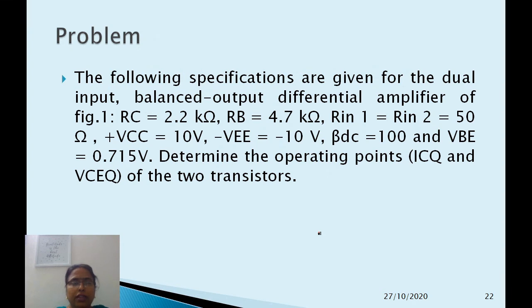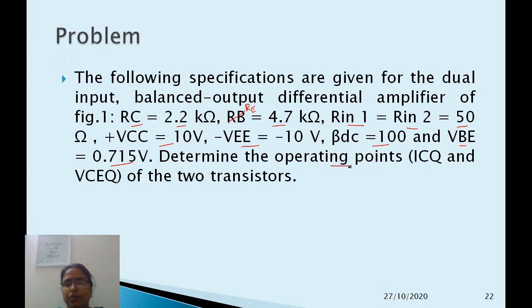So let us take one problem. The specifications are given for the dual input balanced output differential amplifier. RC is given as 2.2 kilo ohm, and this is not RB, this is RE. RE is equal to 4.7 kilo ohm, Rn1 is equal to Rn2 equal to 50 ohms, VCC is equal to 10 volt, minus VEE equal to minus 10 volt, beta DC and beta AC equal to 100, and VBE equal to 0.715 volt. So what we have to determine?